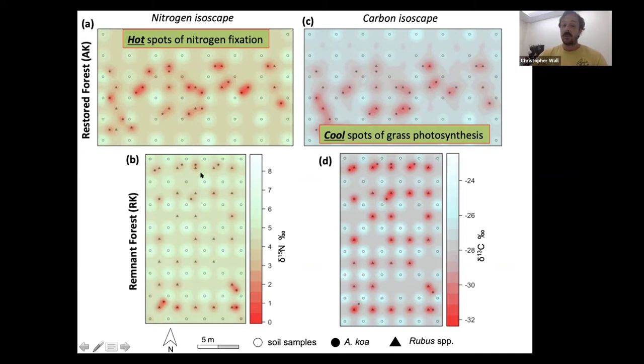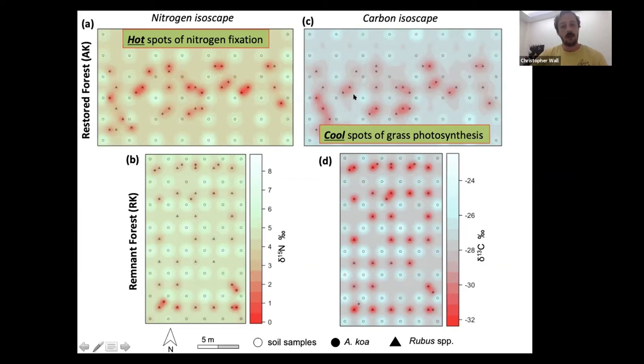So what's really interesting there is that there's this pattern of higher densities of COA, more nitrogen fixation in the restored forest. You don't see that pattern inside the remnant forest really at all. So we see that the restored forest has a greater signature of more fixation, more nitrogen made available to the community of plants inside that forest.